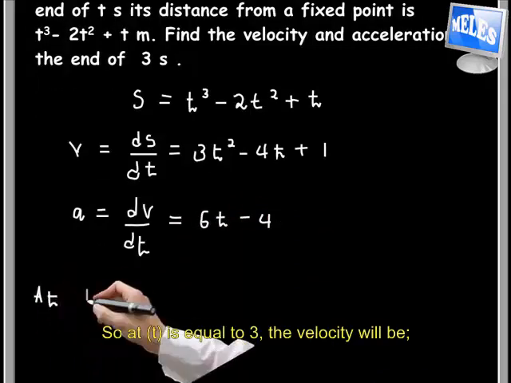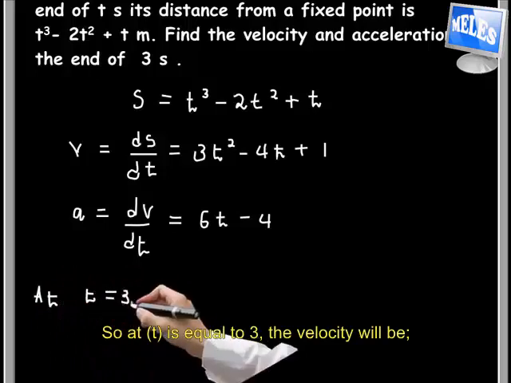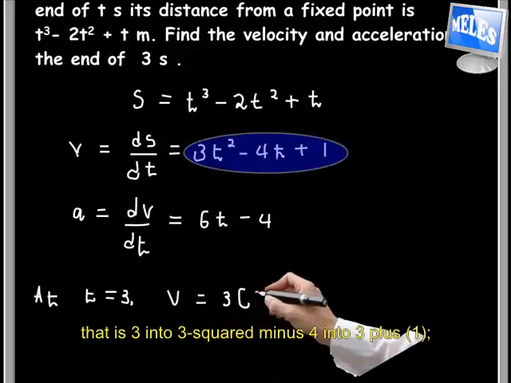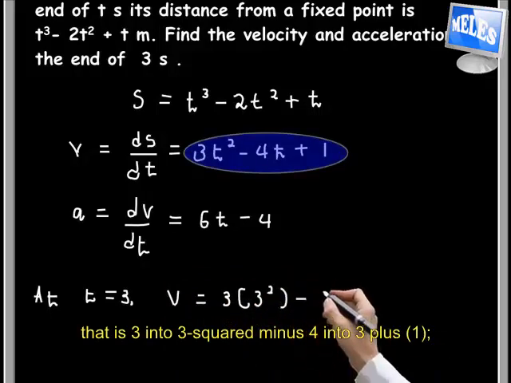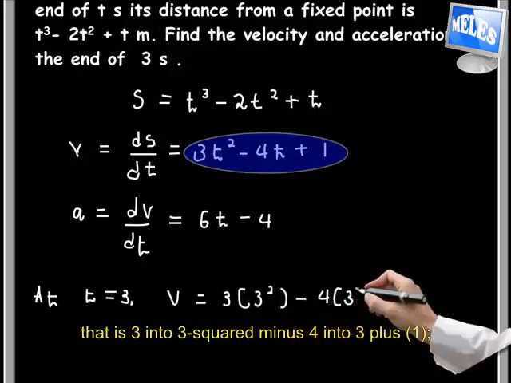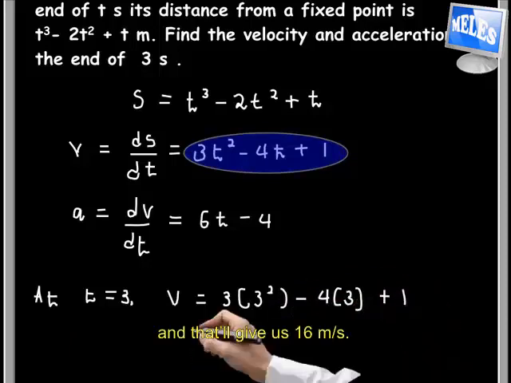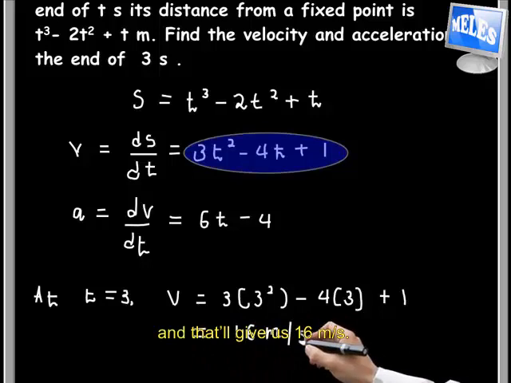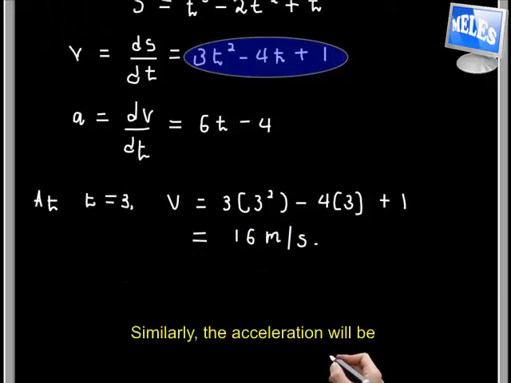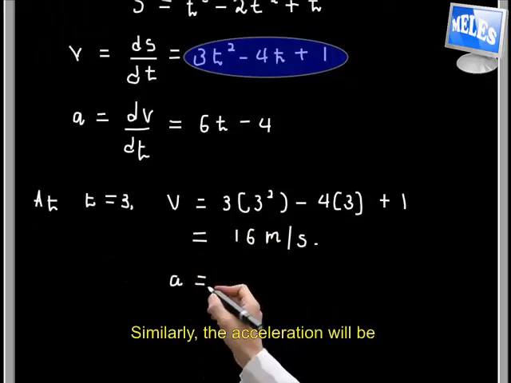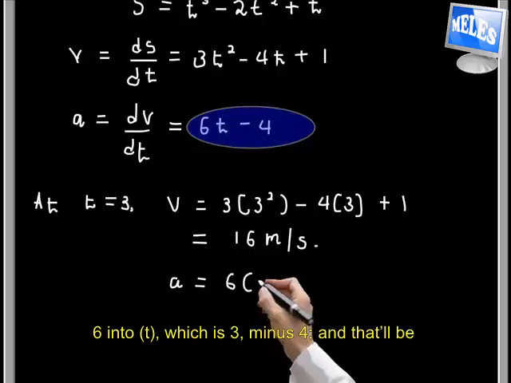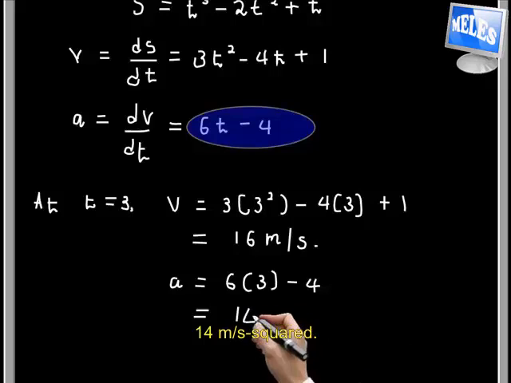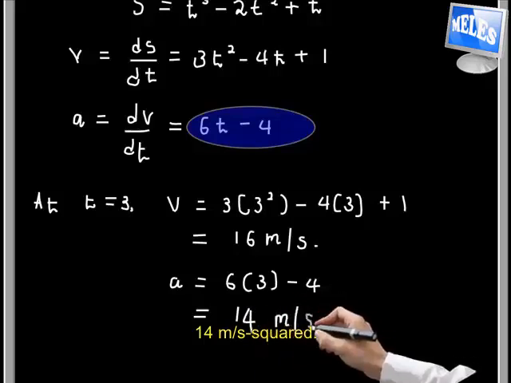So at t is equal to 3, the velocity will be 3 into 3 squared minus 4 into 3 plus 1, and that will give us 16 meters per second. Similarly, the acceleration will be 6 into 3, minus 4, and that will be 14 meters per second squared.